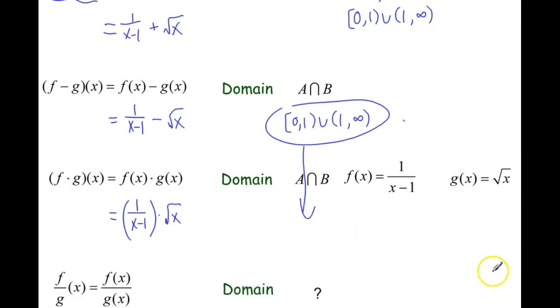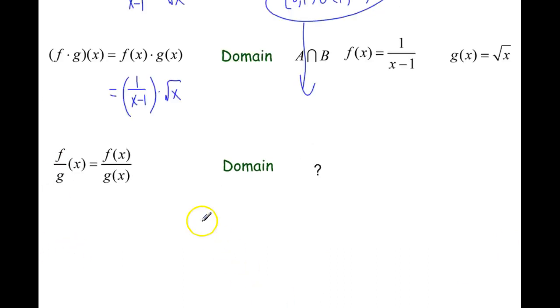And this last one, we have a little bit of a difference here, so it's a little bit more difficult. This part is not too bad. We again just take 1 over x minus 1 divided by square root of x. You could simplify that a little bit if you wanted to. That's like dividing by a fraction, so we multiply by its reciprocal. In that case, you get 1 over x minus 1 times 1 over square root of x. If you want to simplify it a little bit, that's fine.